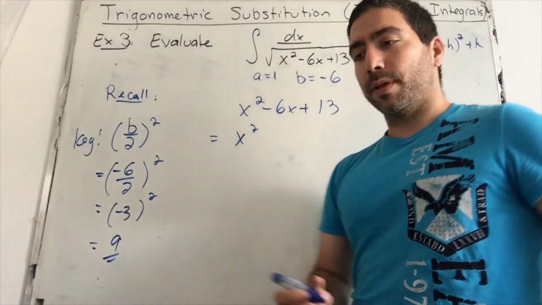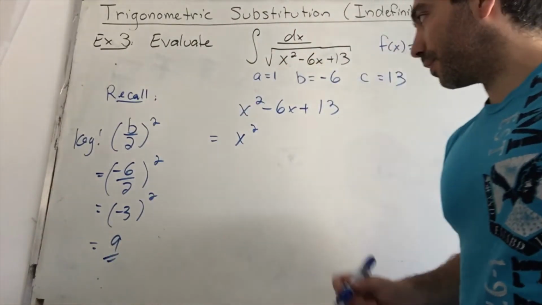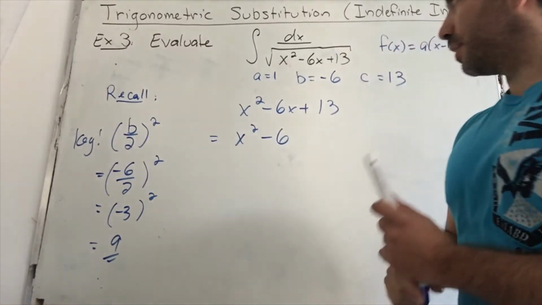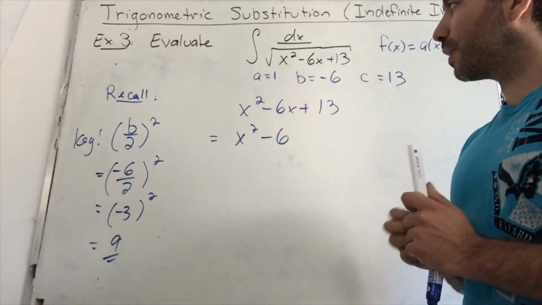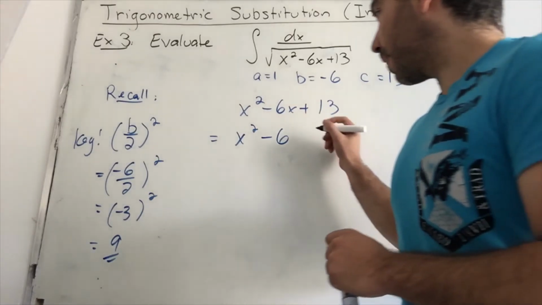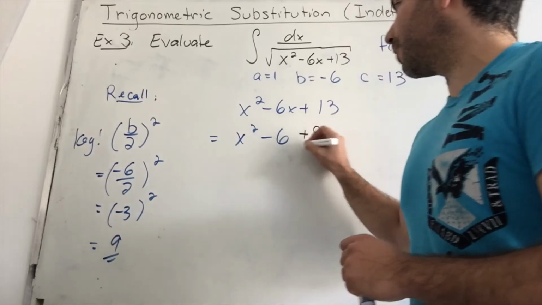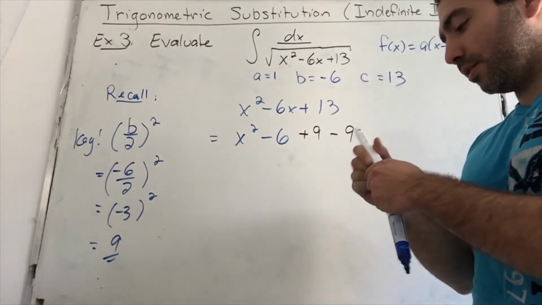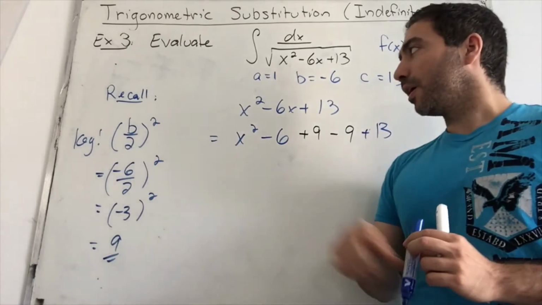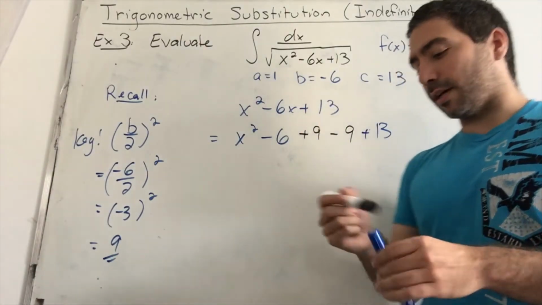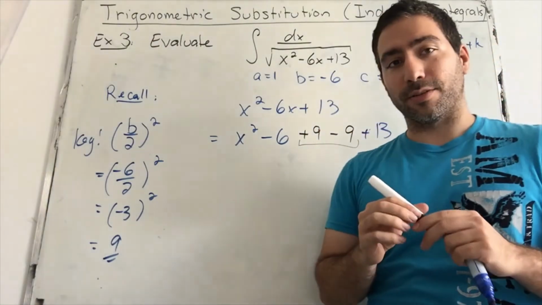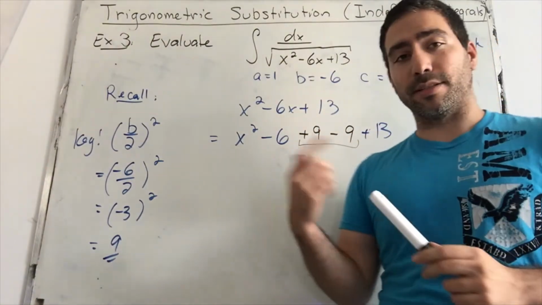What are we going to do? Well, with 9, we're going to add and subtract it. So x squared minus 6x plus 13 is equal to x squared minus 6x plus 9, you always do the addition first, minus 9 plus 13. Okay. Notice this is the exact same thing because I did not change the value. I added in 9, I subtracted out 9. So this is a fancy way of adding 0.